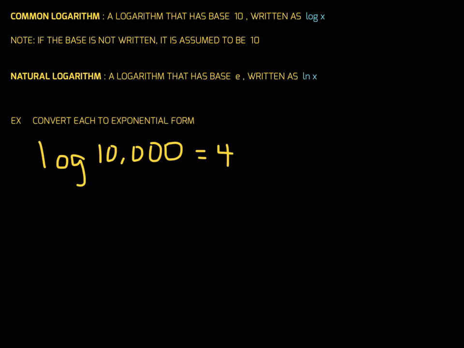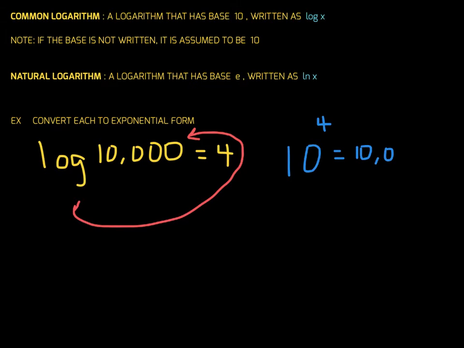All right, guys, we can do our little tail here if you'd like. The base of 10 raised to the power of 4 gives us 10,000. So then in exponential form, it would be 10, that's the base, raised to the power of 4 gives us 10,000. Good job. Let me give you another one.